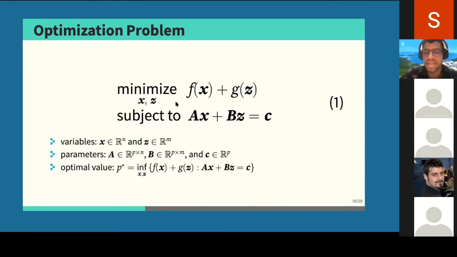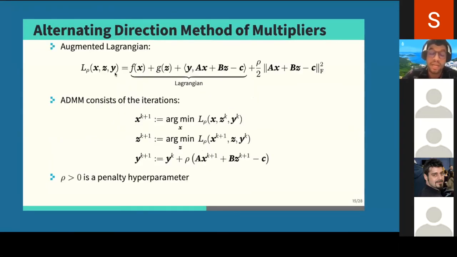So let's say we want to solve this type of optimization problem here, where X and Z are our optimization variables, and F and G are the functions in the objective. We want to minimize the summation subject to this constraint. ADMM stands for the alternating direction method of multipliers. Basically, you construct a quantity called the Lagrangian, which can be constructed like this. And then you use the augmented Lagrangian method. You relax the constraints that you had, and you add this Frobenius norm term here.